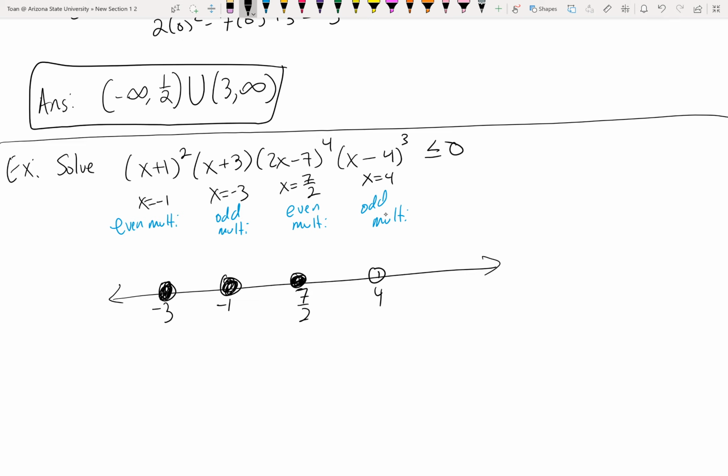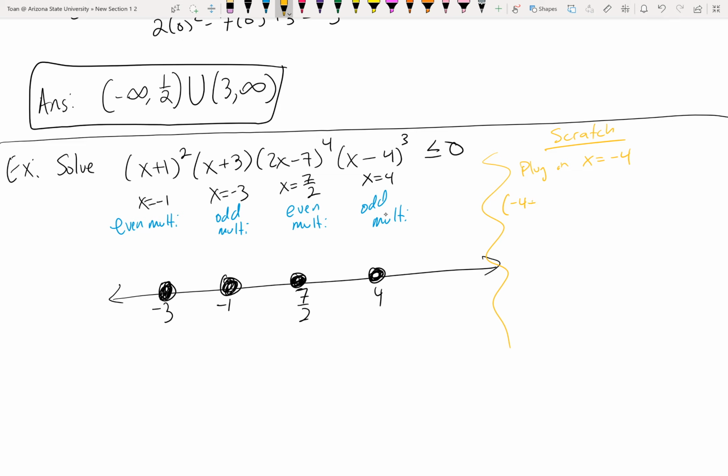So now all I have to do is go fishing. I just need to plug in a number from the very left region. So I need to plug in a number to the left of negative 3, say negative 4. So let's do some scratch work here. I'm going to plug in a negative 4 into all of the x's in the original problem.